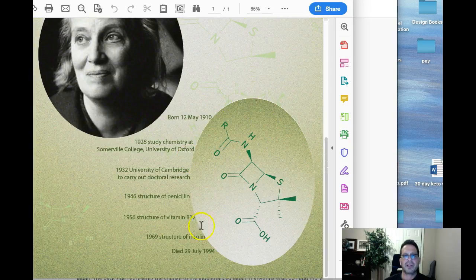As far as the timeline goes, you're inconsistent here in, well, actually you're not, because you've got the date at the end in the born and the died date. So that's great. 1928, studied chemistry at Somerville College, University of Oxford. I'm sorry, shouldn't that be studied? That's past tense. Studied.